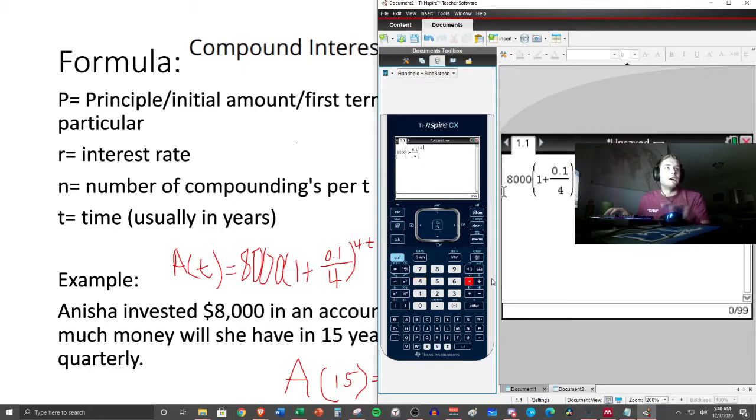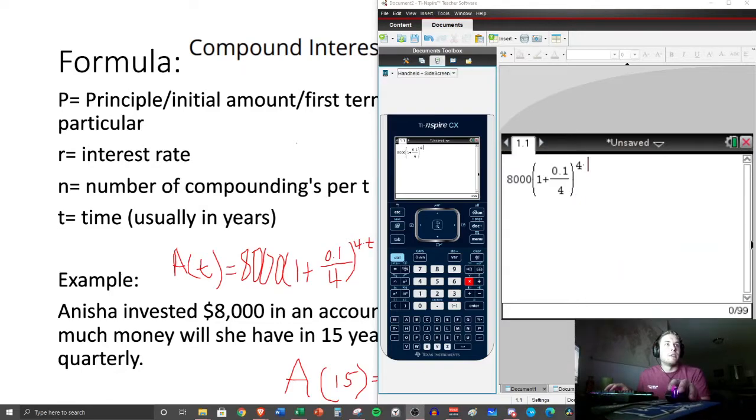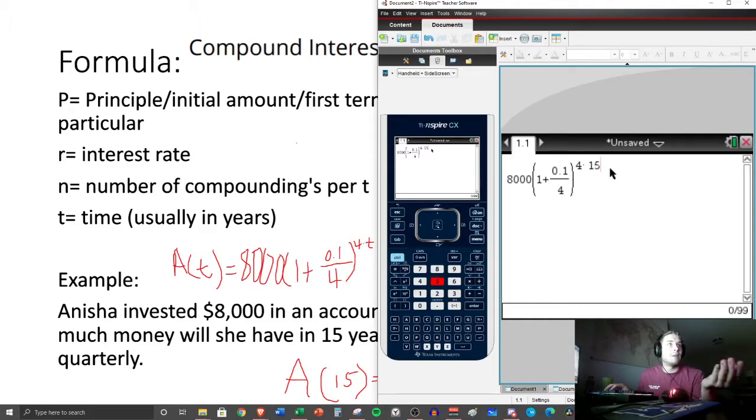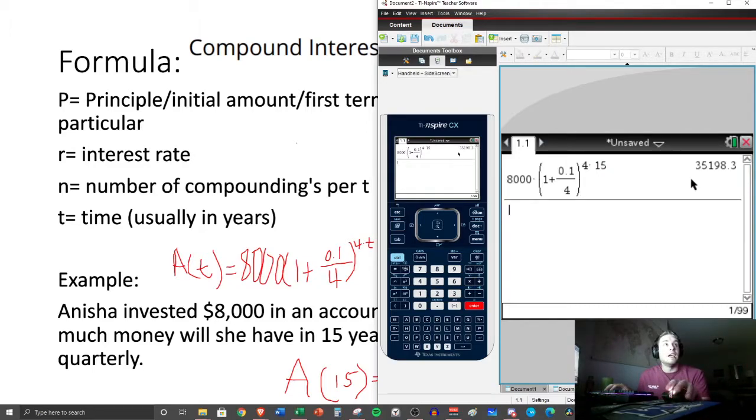Anyway, oh, my camera's in the way. Hold on, move it down. Okay, so I have it typed in. I'm going to be putting a 15 right there. That's the time in years. I hit enter, and there we get 35,198.3. This is in dollars, so we're going to make sure that it is to 2 decimal places.